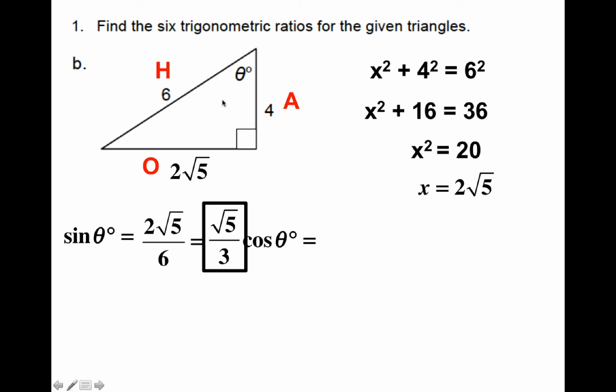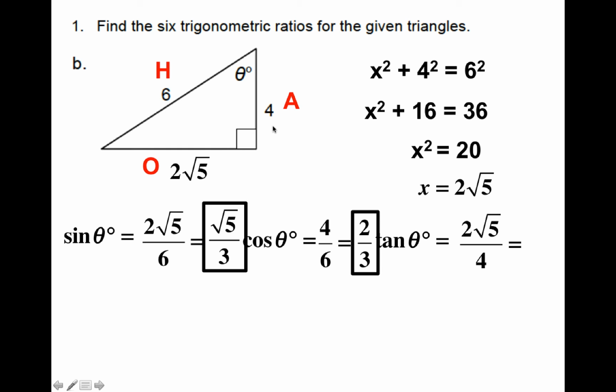Cosine is CAH, A over H, so that gives me 4 over 6. I can reduce that to 2/3. Tangent is TOA, O over A, so I'm going to get 2 square root of 5 over 4. Notice I can reduce that fraction. 2 goes into 4 twice, so it's the square root of 5 over 2.